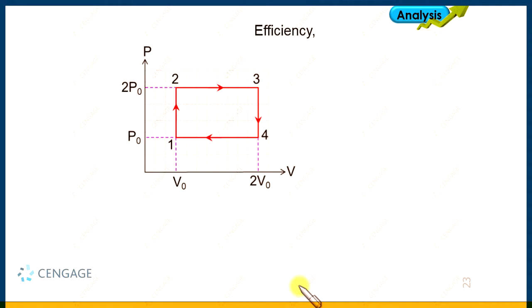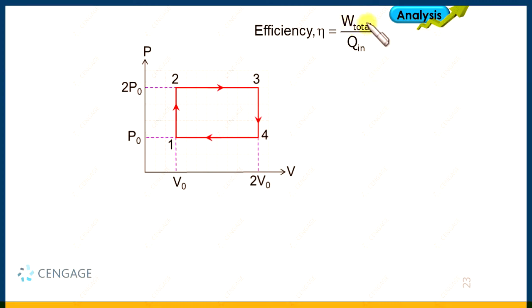Output we always get in the form of work done, that is the work done by the engine or by the cyclic process, and input is always expressed in the form of heat absorbed by the engine or by the cyclic process. That means in mathematical form we can write efficiency as W total divided by Q in. Q in means the positive value of Q. So let us first calculate W total.